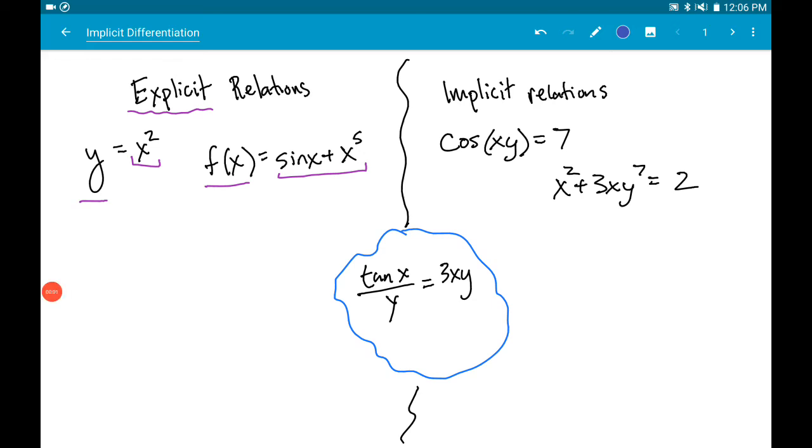All right, here we are. I'm going to talk about implicit differentiation. This is at the end of chapter 4, and let's start by talking about just the difference between explicit and implicit. So explicit on the left-hand side is what you're used to.